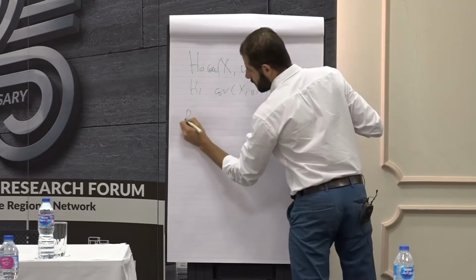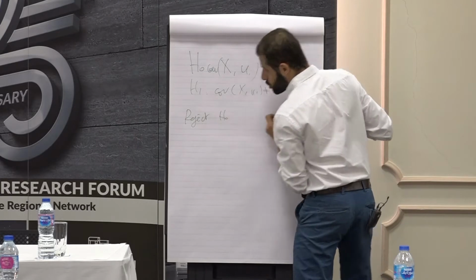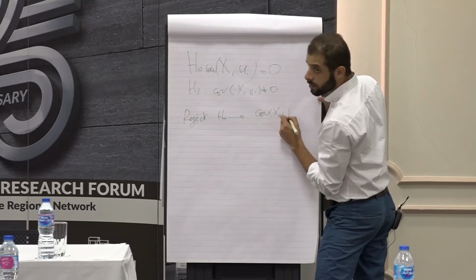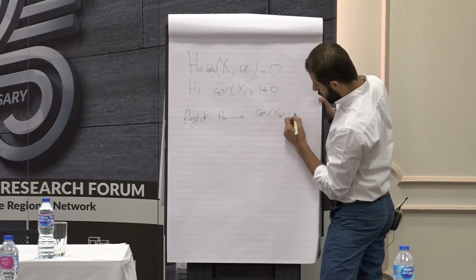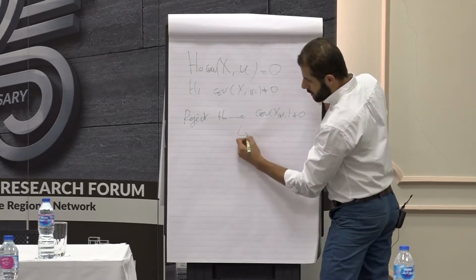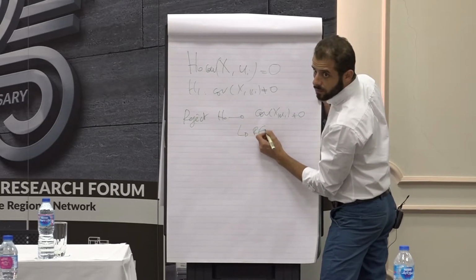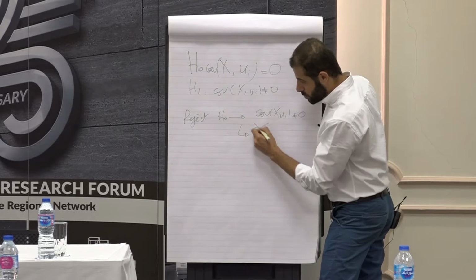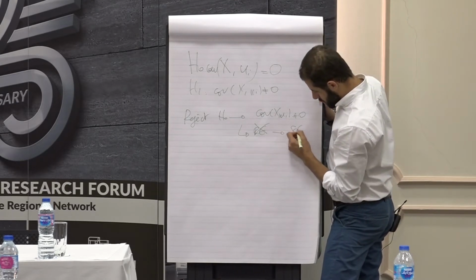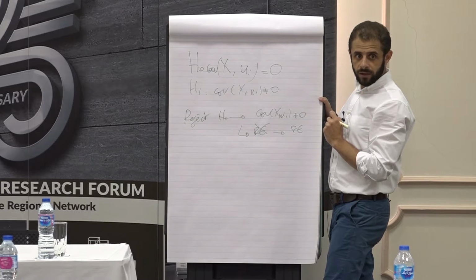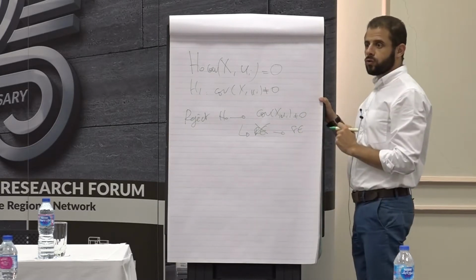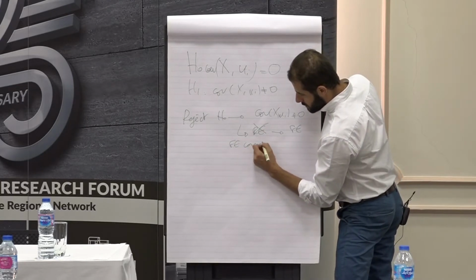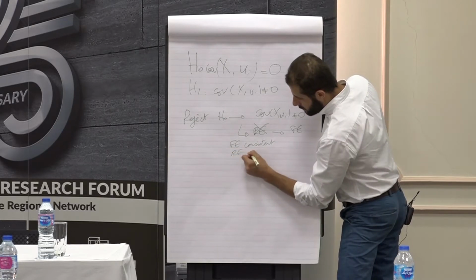So if I reject H0, this means that the covariance between X and UI is different from 0. So can I use the random effect? Yes? Can I use the random effect? So I cannot use the random effect. So I have to use the fixed effect. Right? If I have to use the fixed effects, this means that the fixed effect is consistent while the random effect is not.